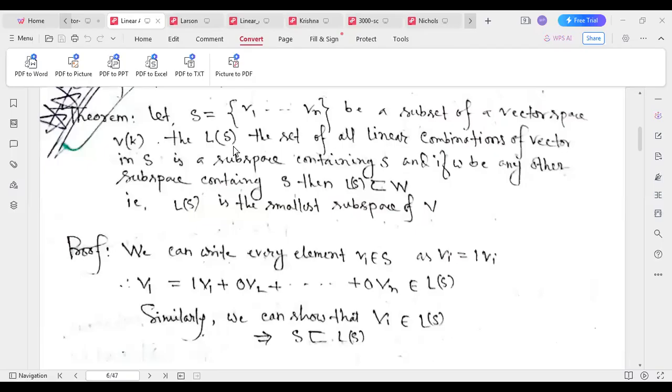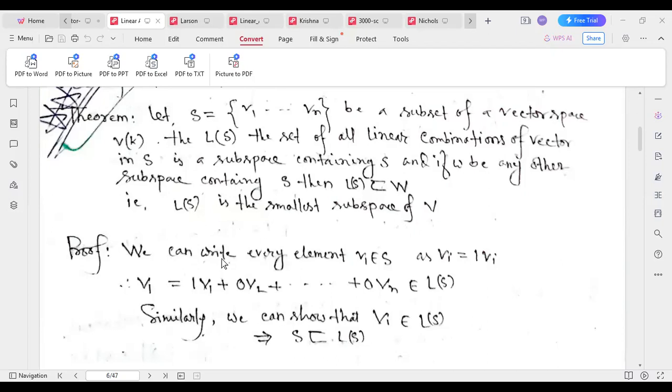Now another theorem with linear combinations. Let S equal b1, b2, up to bn be a subset of a vector space B, and L(S), the set of all linear combinations of the vectors in S, is a subspace containing S. And if W is any other subspace containing S, then the linear combination set L(S) will be a subset of W. That means L(S) is the smallest subspace of B.